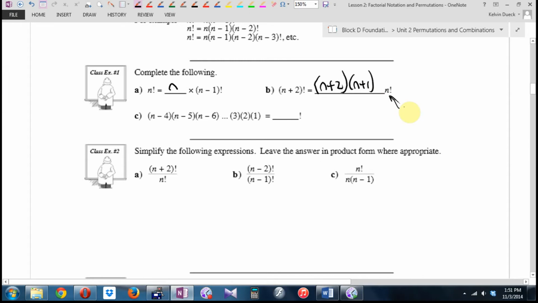Or (n plus 2) times (n plus 1) times n times (n minus 1) times (n minus 2), I could keep going. Times (n minus 4) times (n minus 5) times (n minus 6) times ... times 3 times 2 times 1. What factorial is that? Oh, they're thinking now.